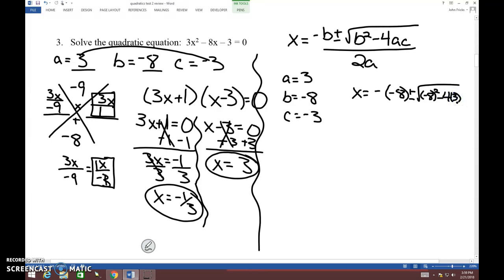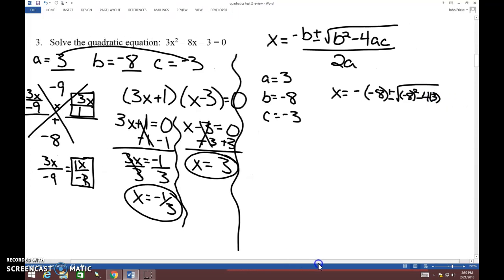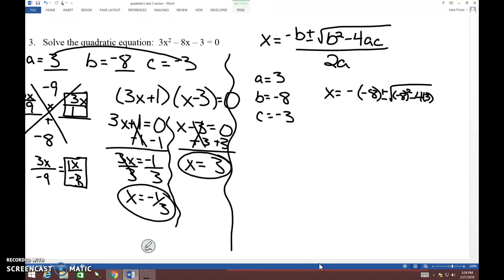And then I'm running a little bit out of space. Let's move this over just a tad. There we go. And then c, which is going to be negative 3. So we can write in a negative 3 on this side. And then that's all divided by 2 times a, which a is going to be positive 3. Now, to solve this, you can use a calculator if you needed to. We're just going to use our brain.